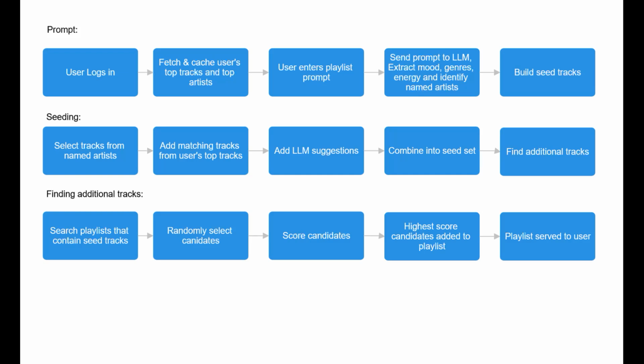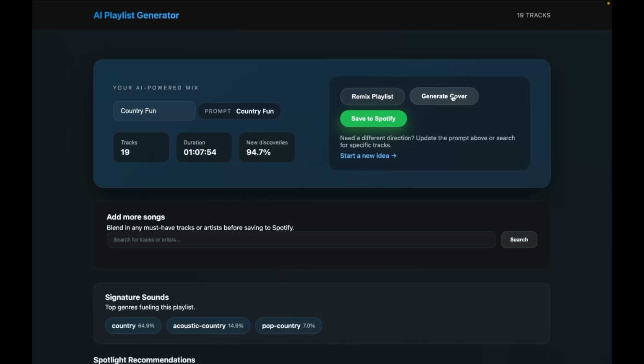From these seed tracks, the remaining songs come from finding playlists that match the genre and seed tracks and taking random selections from them. These songs are all collected and scored based on some metrics such as popularity, seed overlap, year alignment, and novelty. The highest scored tracks are then inserted into the playlist, and then the playlist is served to the user.